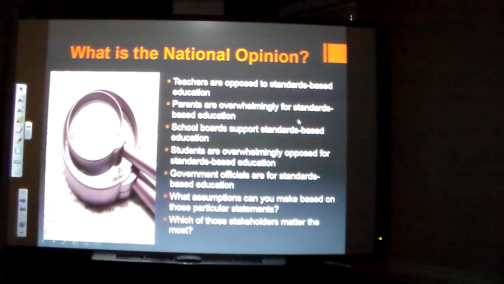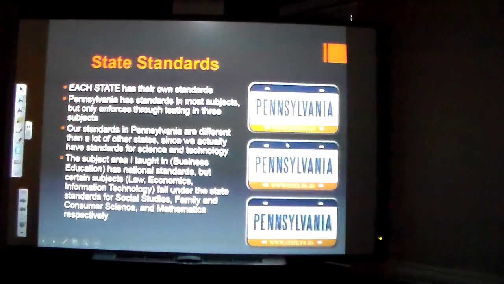So this is important. Teachers hate it. Parents love it. School boards support it. Students despise it. Government officials do support it. It is at both ends of the spectrum. Whether you're Republican or Democrat, it is supported by the government. What bothers me is that the people that matter the most are students. They don't like it, but we still do it.